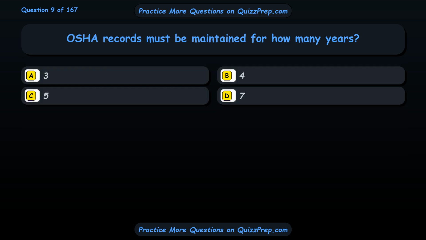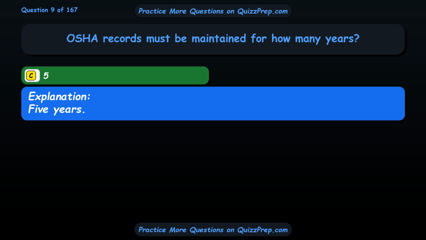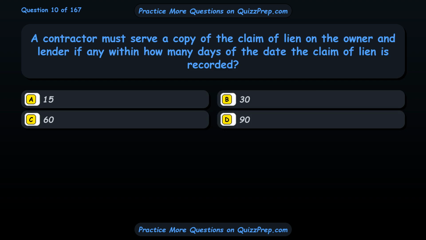Question 9. OSHA records must be maintained for how many years? Option A, 3. Option B, 4. Option C, 5. Option D, 7. The correct answer is option C, 5 years.